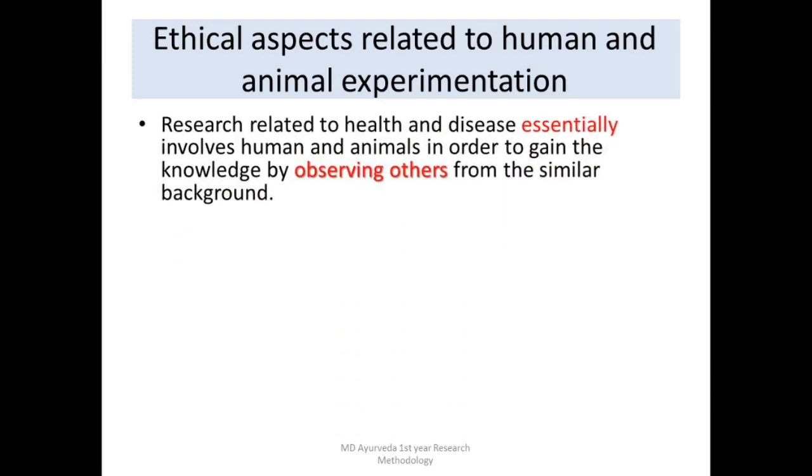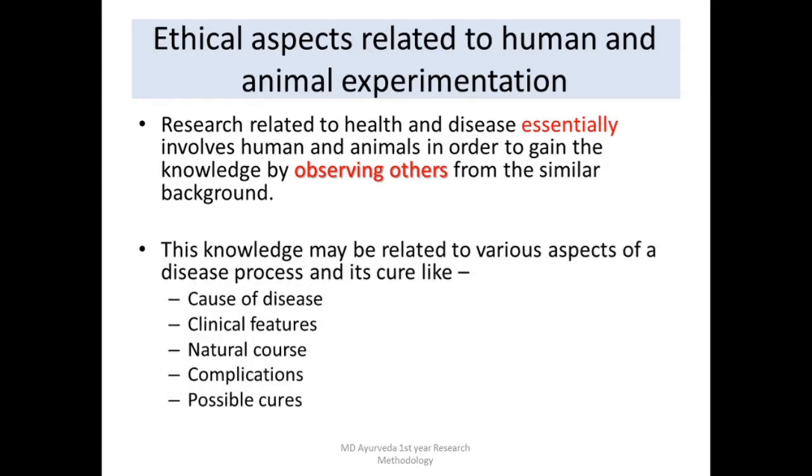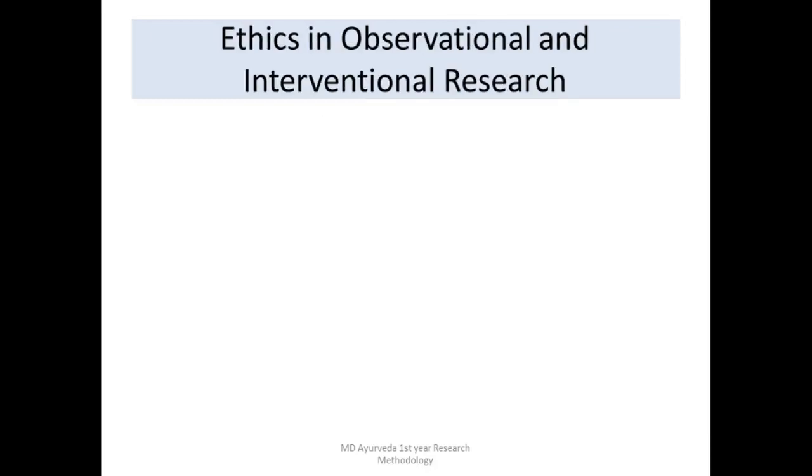We know that research related to health and disease essentially involves humans and animals in order to gain knowledge by observing others from a similar background. This knowledge may be related to various aspects of a disease process and its cure. Few of these aspects could be the cause of the disease. We can learn about the clinical features, natural course of the disease, complications of the disease, and possible cures.